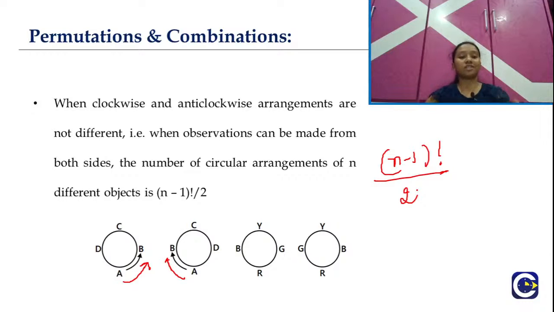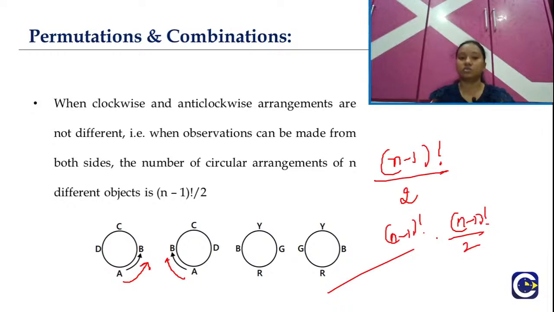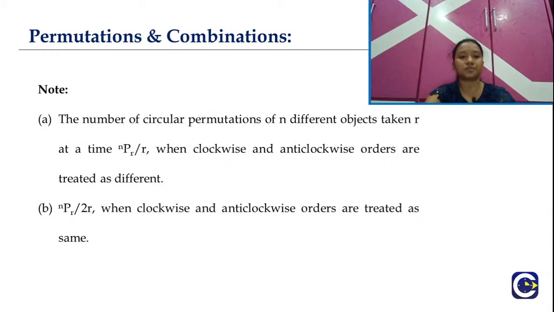Right. So what is the formula for circular arrangements? That is our circular permutation. The number of circular arrangements, if both the clockwise and anti-clockwise are different, will be n minus 1 factorial. If they are the same, then it will be n minus 1 factorial divided by 2. So that's the difference when we check for clockwise. That is our circular permutations. So let's have a look at some note points here.